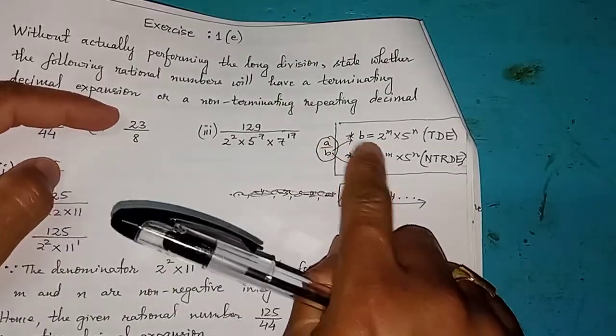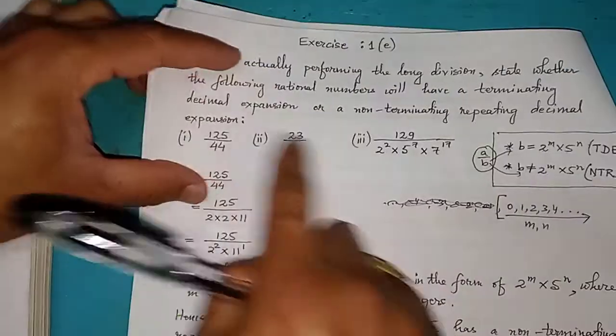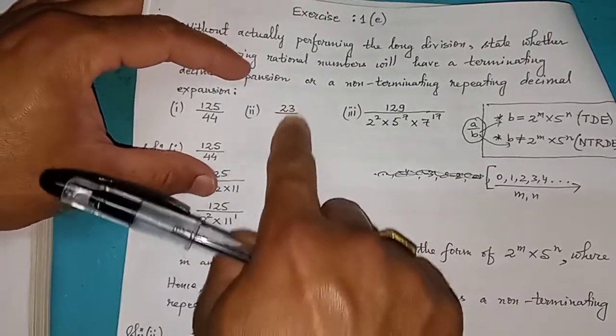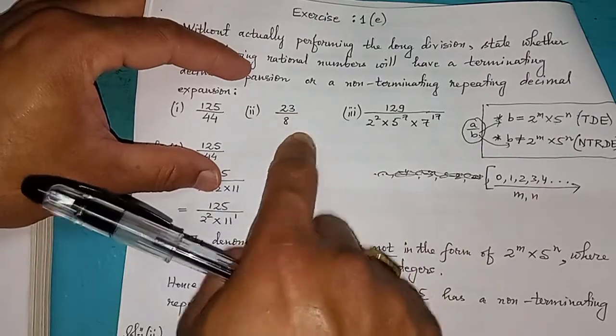So it's matching. Since I told you, any number whose denominator is in this form will have a terminating decimal expansion. Means what? If you divide in the rough also, you'll get exactly that. It will be a terminating decimal expansion, okay?